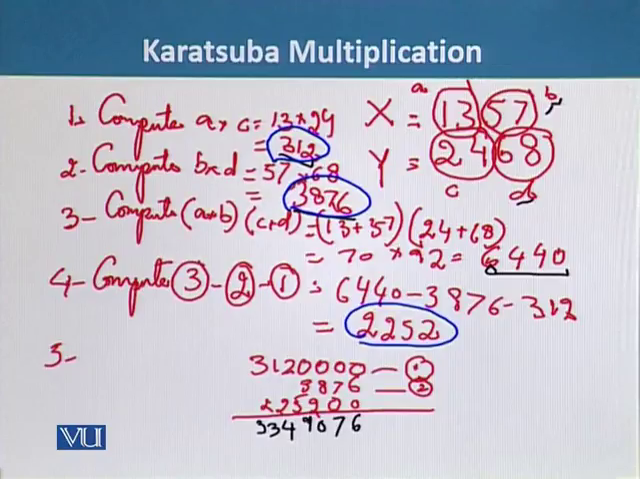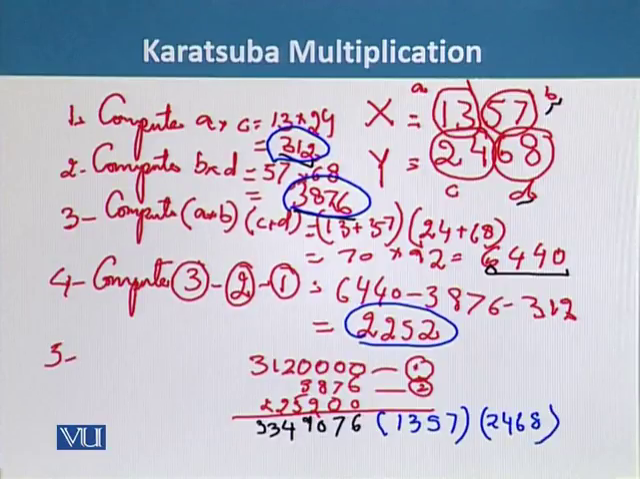And interestingly, we got the same answer, 3349076, that we got when we multiplied these two figures with the conventional algorithm. In this algorithm we got the same answer, 3349076.